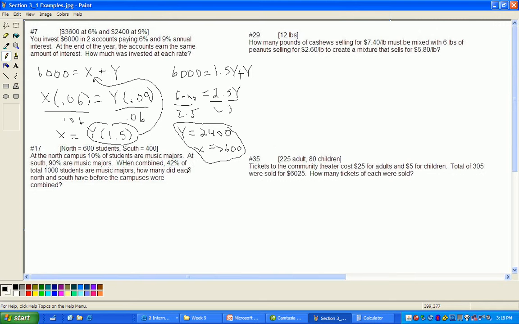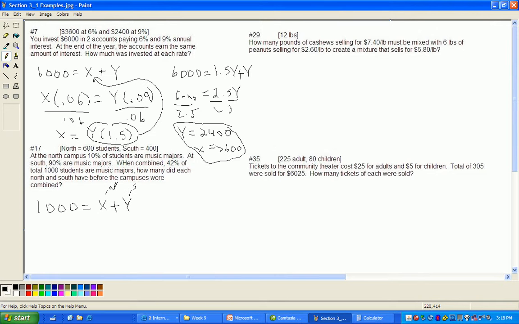So we know that the total number of students is equal to 1,000, right? Total 1,000 students. So we'll say X is equal to the number of students at North Campus, and Y is equal to the number of students at South Campus. The number of students at North plus the number of students at South is equal to 1,000.